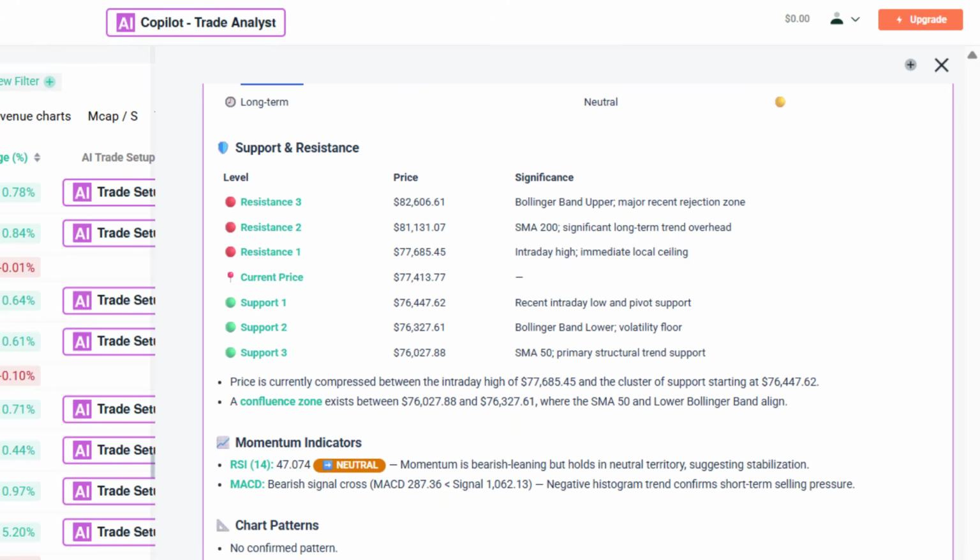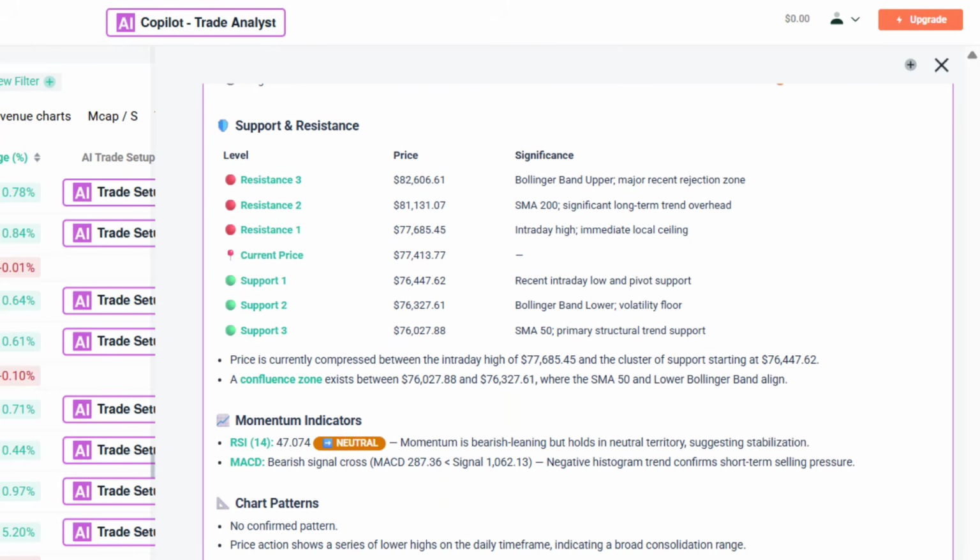It takes into consideration support and resistance levels, right? And explains why that support level is a support level. In this case, support level number 1 at 76,000 and change is a recent intraday low and a pivot support, right? And also close to support number 2, which is also the lower Bollinger Band. So it explains, looks like all three support levels are around $76,000.